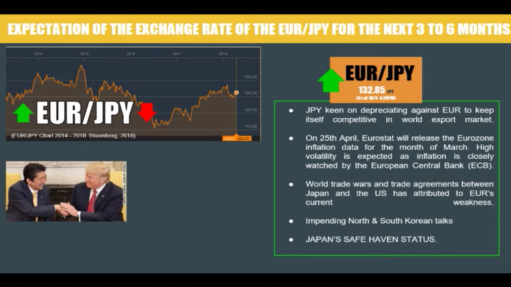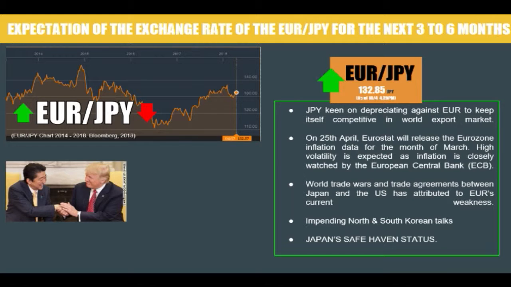We currently predict that the Japanese yen will depreciate against the euro, but there will be high volatility with the euro, especially when next Wednesday Eurostat will release the Eurozone inflation data for the month of March. This will be watched closely by the European Central Bank. World trade wars and trade agreements between Japan and the US have attributed to the euro's current weakness as well, and there's also impending North and South Korean talks.